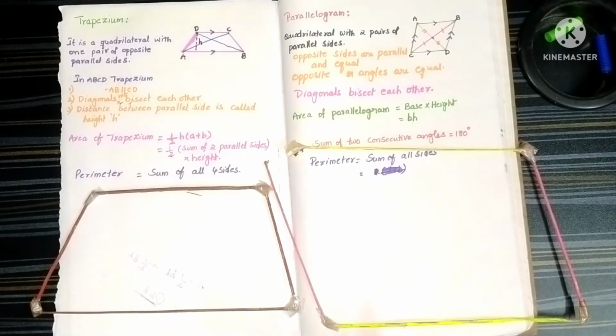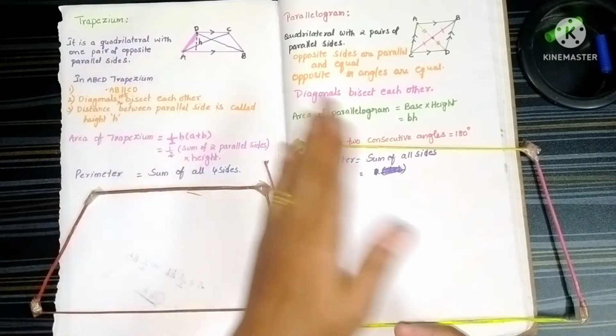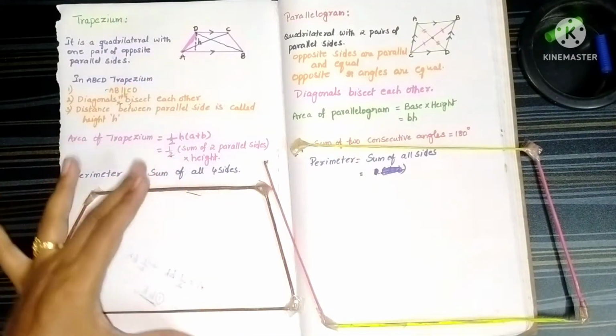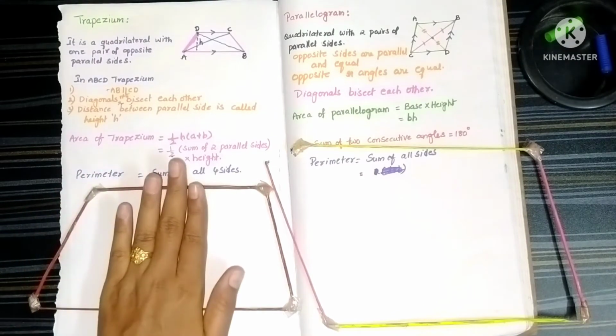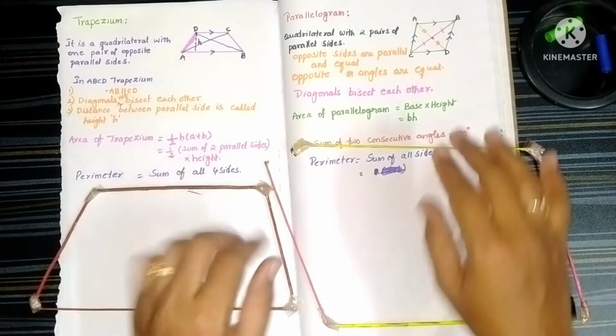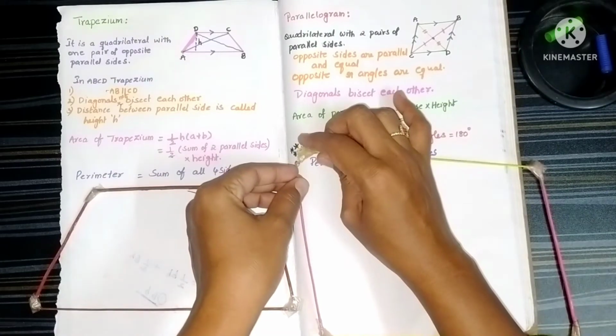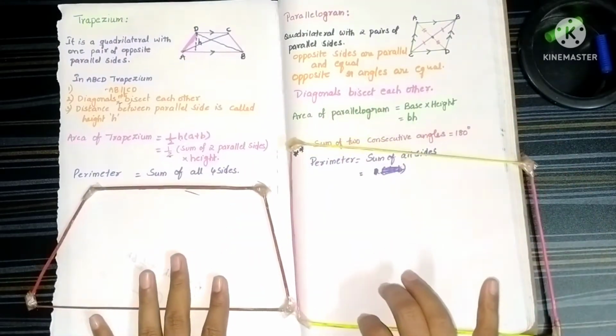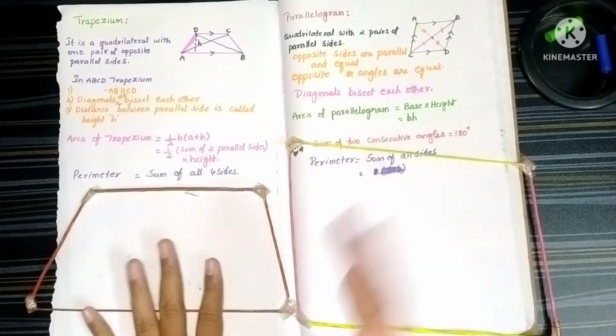In reverse, can you say all trapeziums are parallelograms? No, no, no. We cannot say, because in a trapezium only one pair of parallel sides is there. But we need two pairs of parallel sides for a parallelogram. So all trapeziums are not parallelograms.